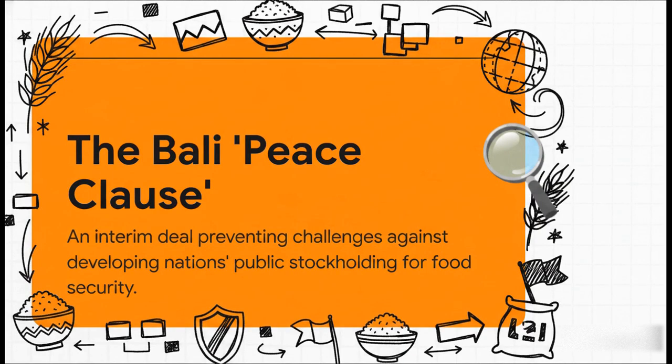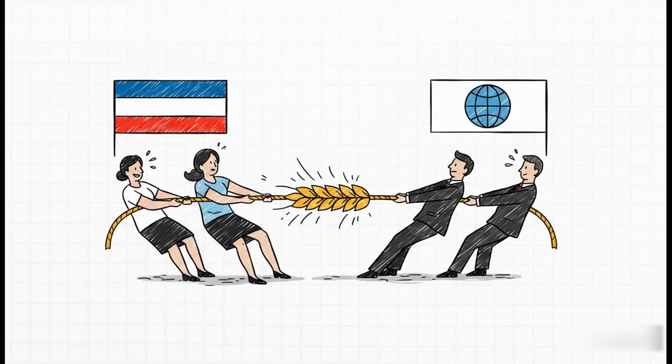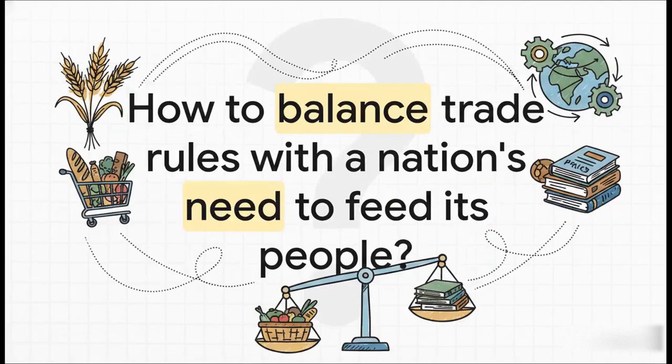A key moment was the Bali Peace Clause. It's a temporary deal to prevent legal challenges over food stockpiling. This really shows the ongoing tension between a country's food security and the global rules of trade. So, this leaves us with a critical question. How do we balance fair trade rules with a nation's need to feed its people?